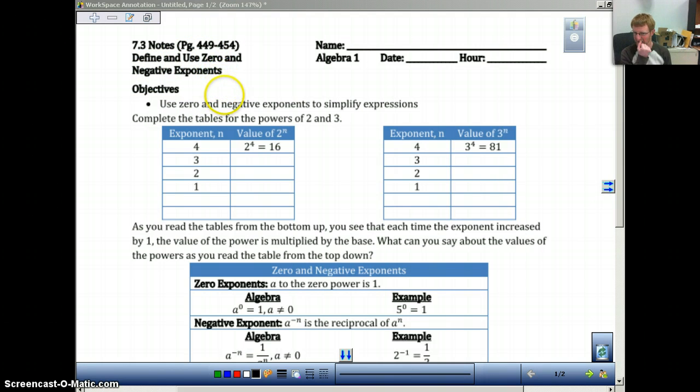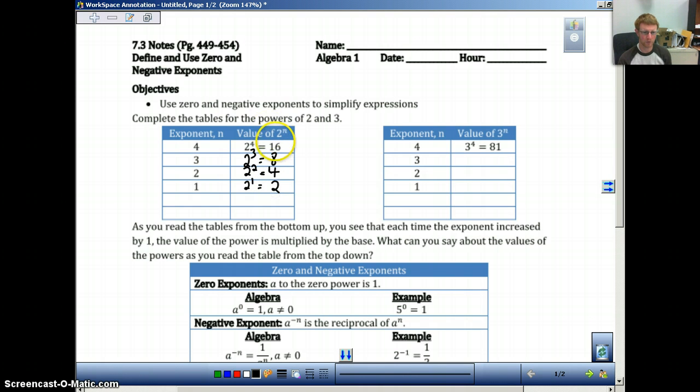So to do that, I'm going to go through this chart with you, so hopefully you can start to understand what this is going to entail and how this is going to work. So we have 2 to the n power, and we're just plugging this in for our power. So 2 to the 4th power is 16. Then 2 to the 3rd power is equal to 8. And 2 to the 2nd power is equal to 4. And 2 to the 1st power is equal to 2.